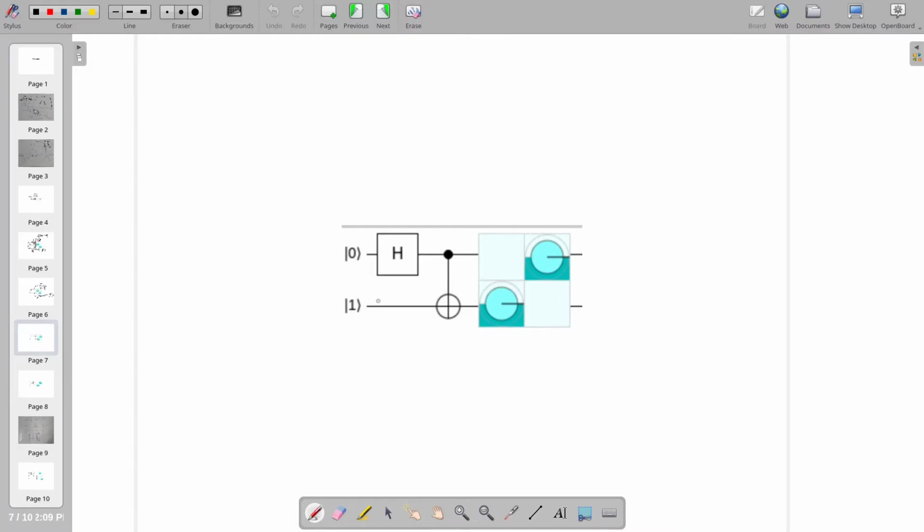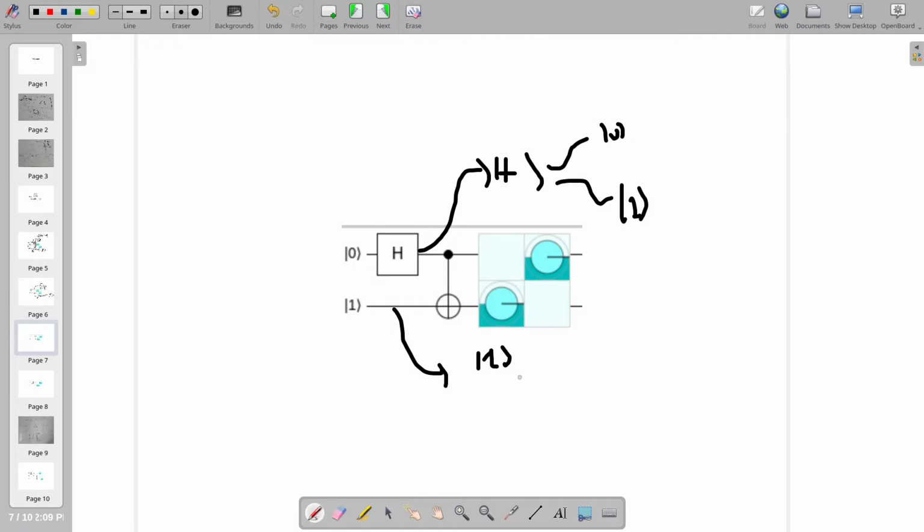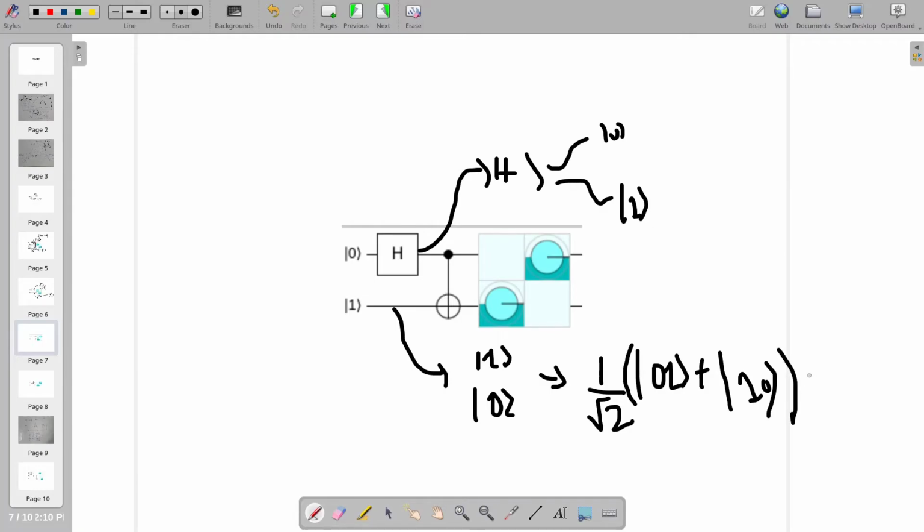Moving further, now the input qubits are 0 and 1, so we already know that this is nothing but the plus state, which is 50% of the time 0 and 50% of the time 1. Whenever this is 0, this becomes 1 only. Whenever this is 1, this becomes 0. So in the end what we get is 1 by under root 2 (0 1 plus 1 0), which is nothing but psi plus.